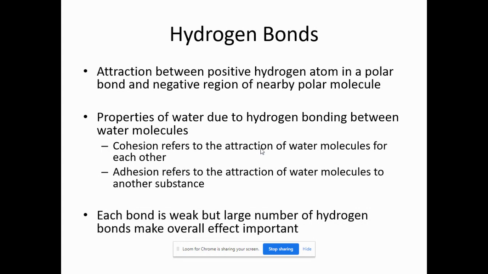Water also has adhesion, which refers to the attraction of water molecules to another substance. Each hydrogen bond is weak, but a large number of hydrogen bonds make an important overall effect. Each single hydrogen bond is weak, but together they are strong. If you have a bunch of hydrogen bonds, it will make it strong.